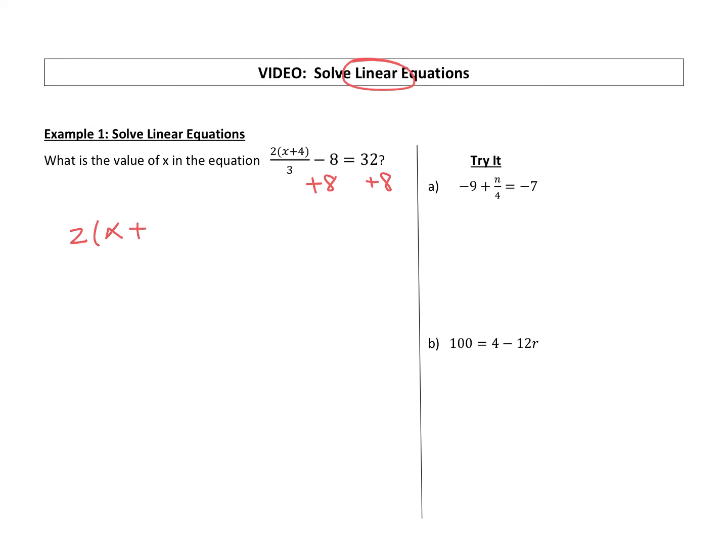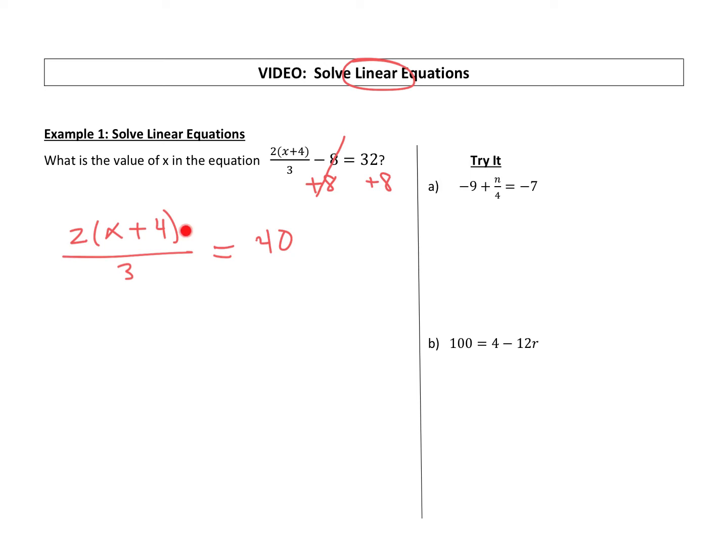Your equation stays true. So I'm going to rewrite what we have left. 2 times the quantity x plus 4 all over 3 is equal to, because negative 8 plus 8 is 0. That's why we get to cross that off. You don't have to put in plus 0. You just cross it off. And then 32 plus 8 gives us 40.